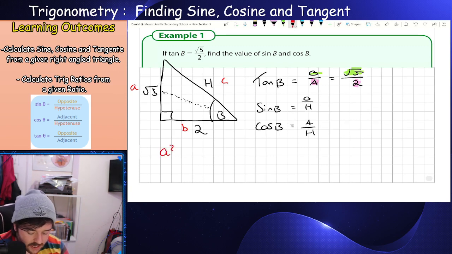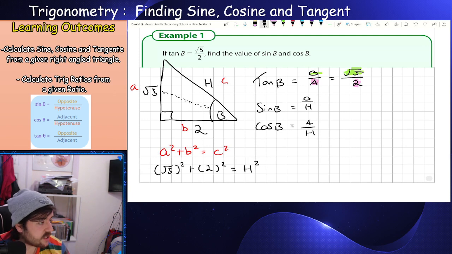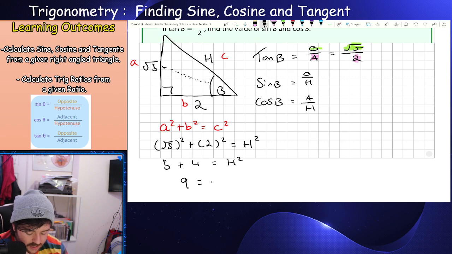So remember my formula, A squared plus B squared equals C squared. So I have square root of 5 squared plus 2 squared is equal to my hypotenuse squared, which I'm going to say h squared. So square root of 5 squared is going to be 5 plus 2 squared is going to be 4 is equal to h squared. So 9 is equal to h squared. Square root both sides. I get my hypotenuse is equal to 3.